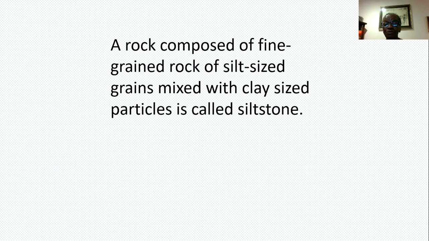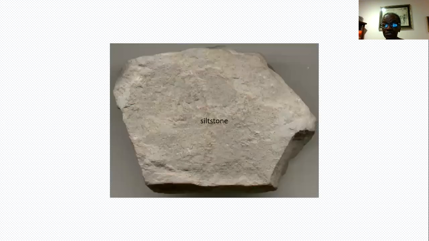And then if we have the rock that's composed of fine-grained rocks, that would be silt-sized particles, which would be smaller than sand. It may also have clay-sized particles in the same rock. And so if it has silt-sized particles and clay-sized particles that have been cemented together, we refer to that sedimentary rock as siltstone. And here's an example of siltstone.